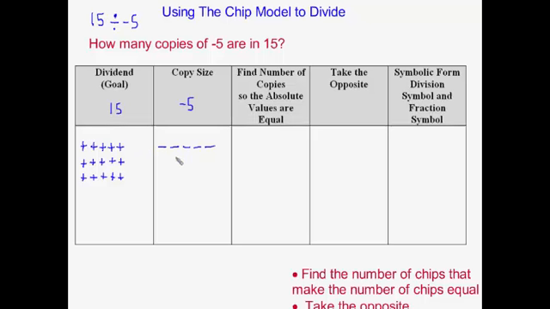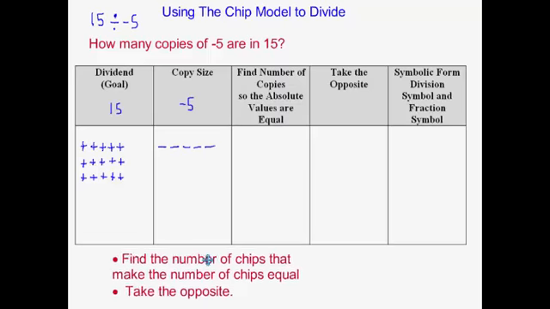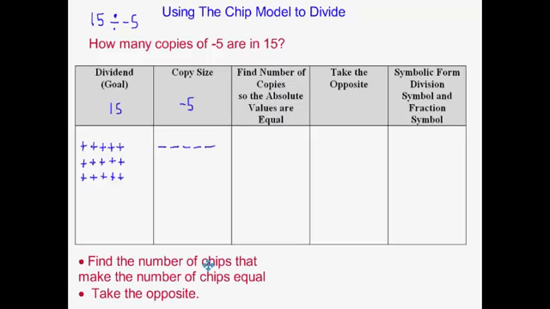And the question is, how many copies of 5 negative chips will I have to write down to make 15 positives? Because this is impossible, I'll never have the right amount of negative chips to make a positive group of chips because they're different in sign. So what I'm going to do instead is find the number of chips that make the number of chips equal, disregarding what sign they are, and then I'll take the opposite of that answer in this column.